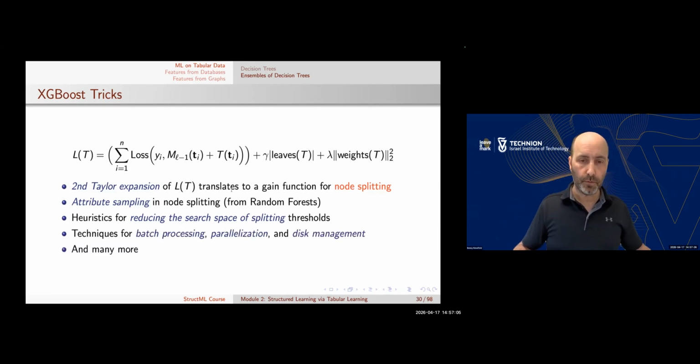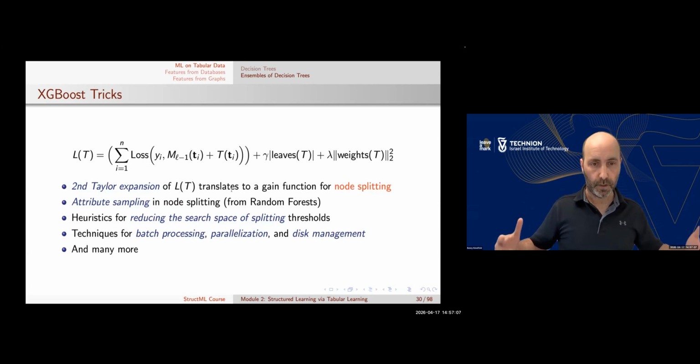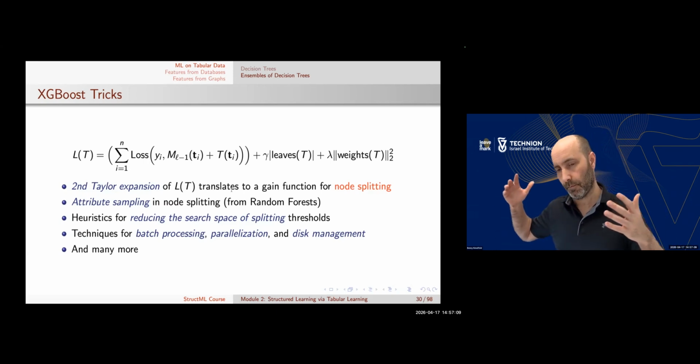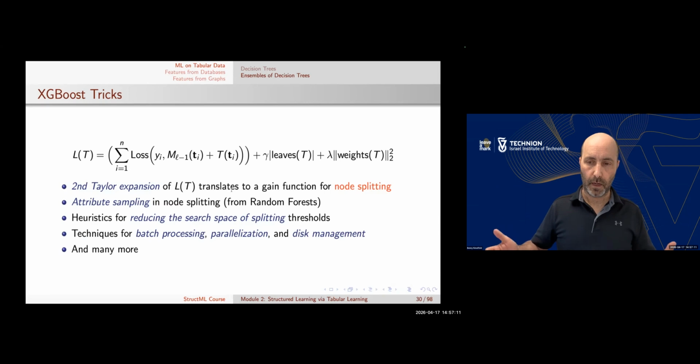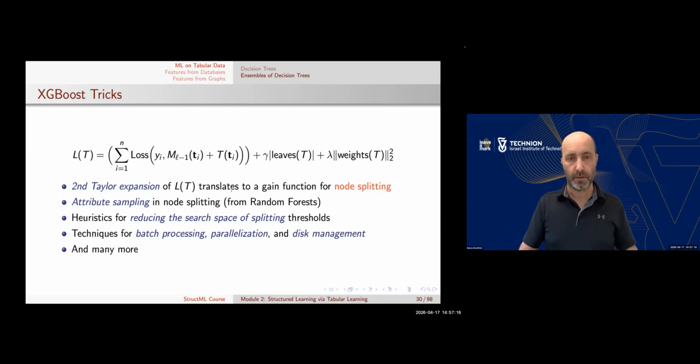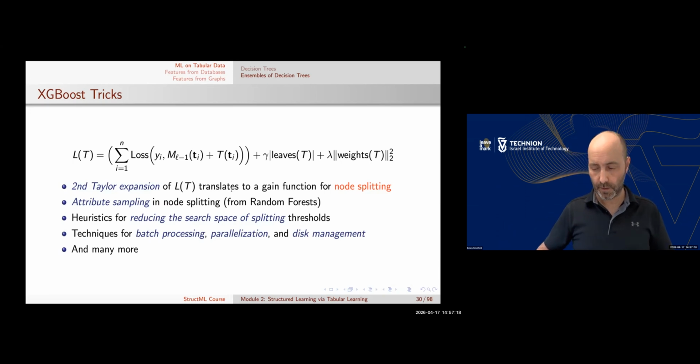And then how do you use your hardware? Batch processing, parallel computation, efficient management of disk, all of that is in the system. So that's the idea of XGBoost.